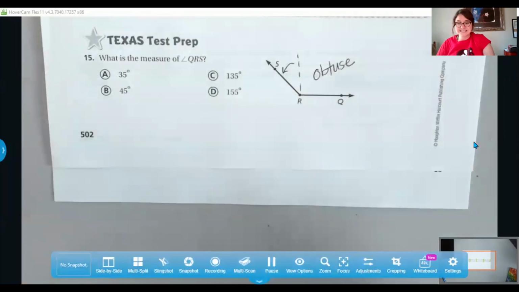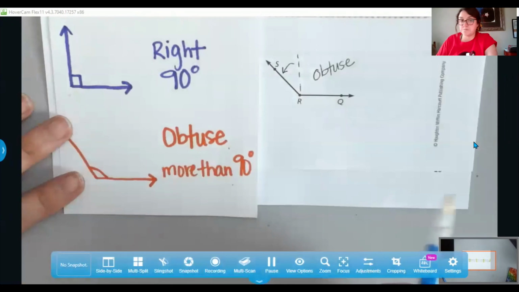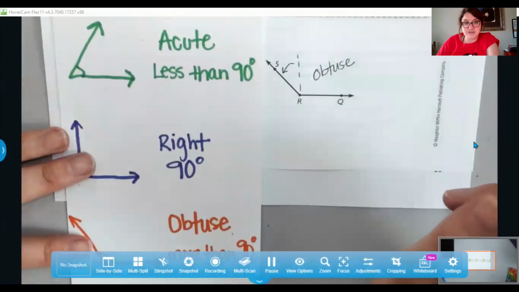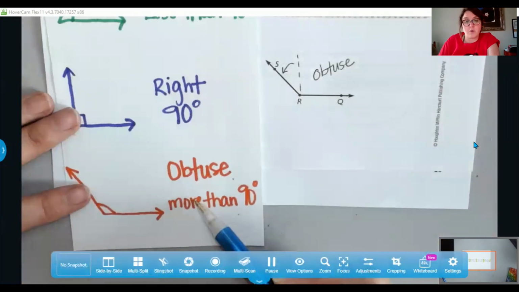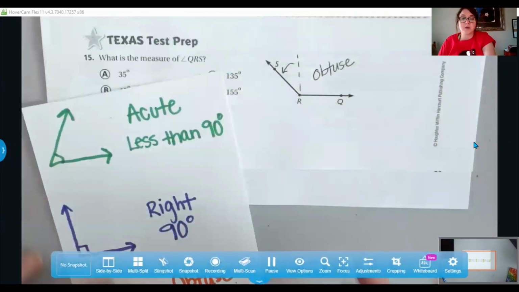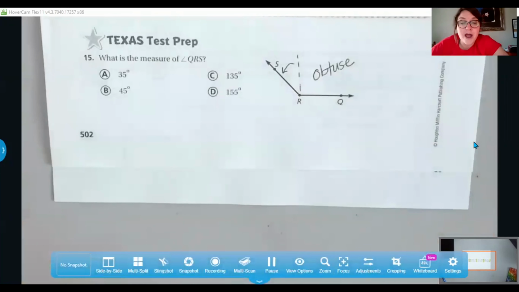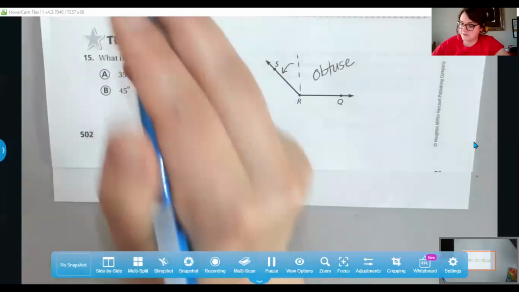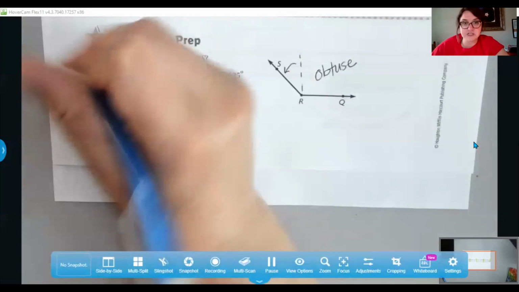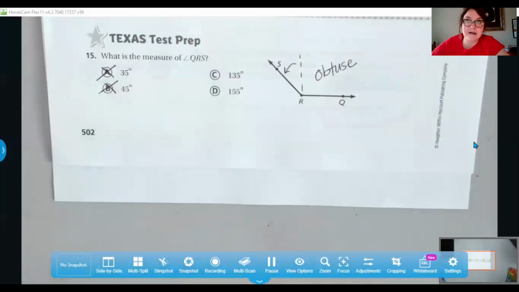Now, when I look to see if obtuse is more or less than 90 degrees, I realize that it is more than 90 degrees. So I want you to think about what answer choices you can eliminate, knowing that this is an obtuse angle and that it has to be more than 90 degrees. Absolutely. 35 degrees and 45 degrees are lower than 90 degrees. So that leaves C and D.